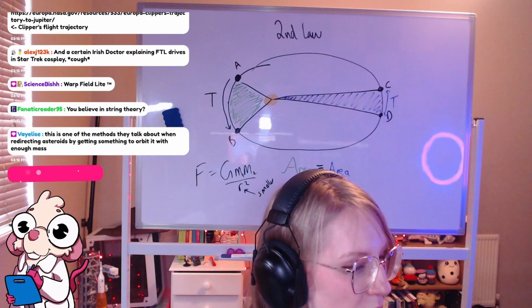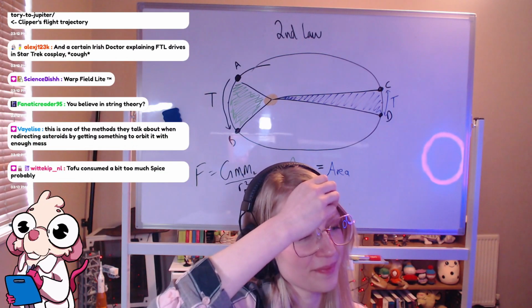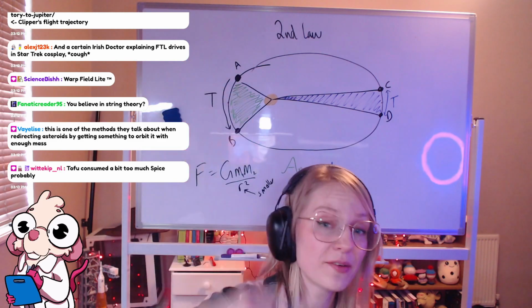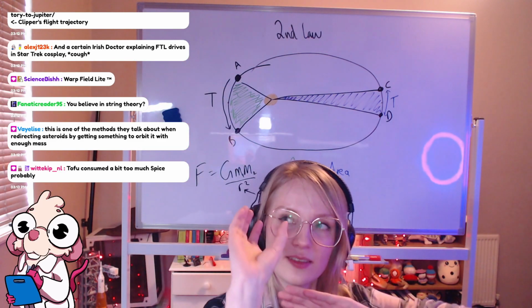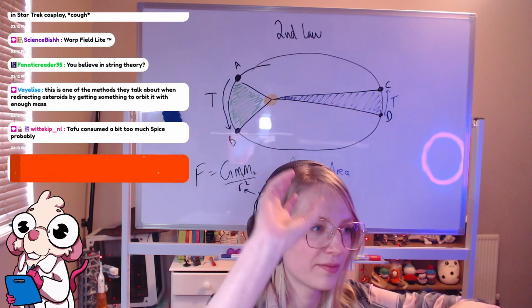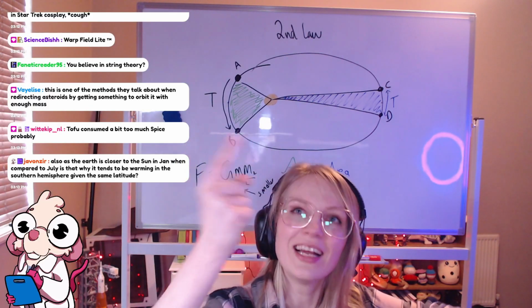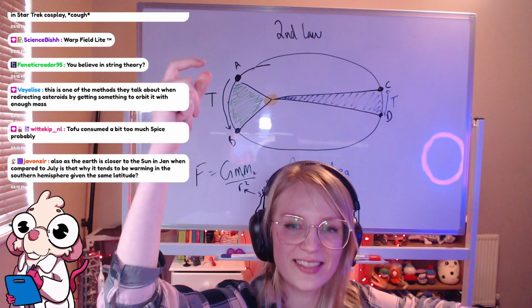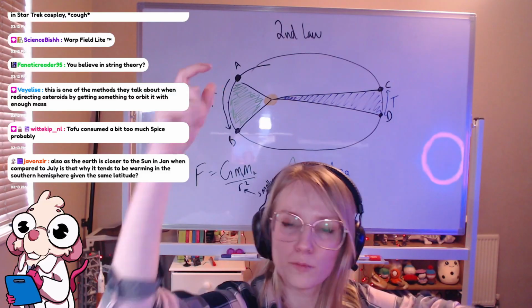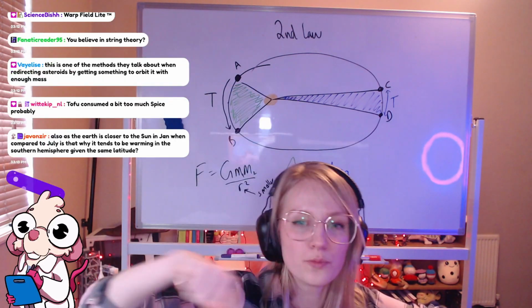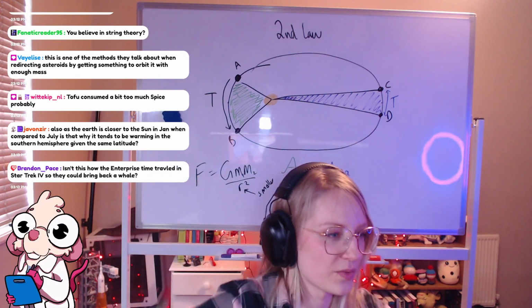By getting something to orbit with enough mass, you can speed things up. And you can get things to slow down as well, depending on which direction the planet is rotating. It depends on which way you slingshot around things.